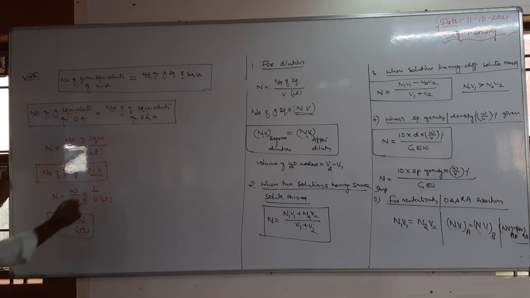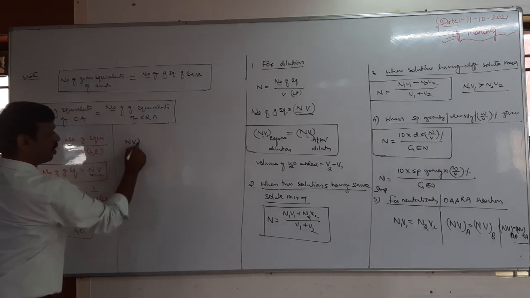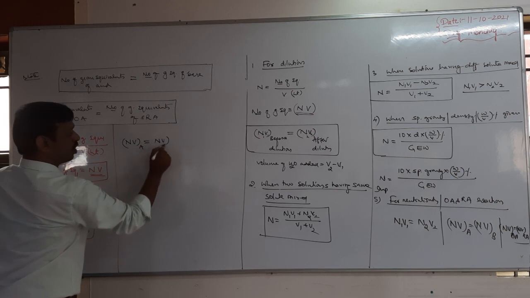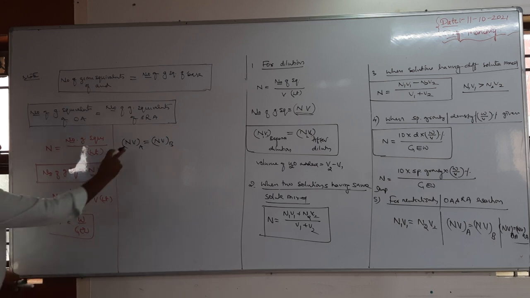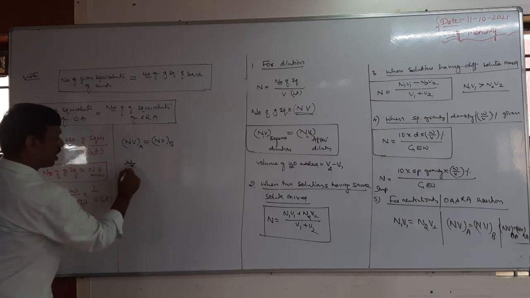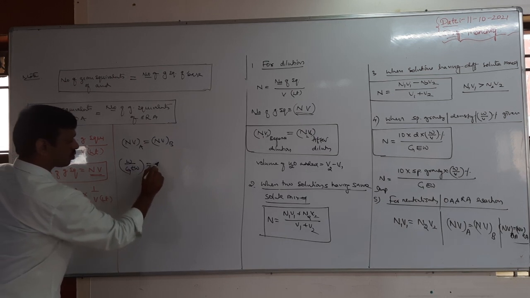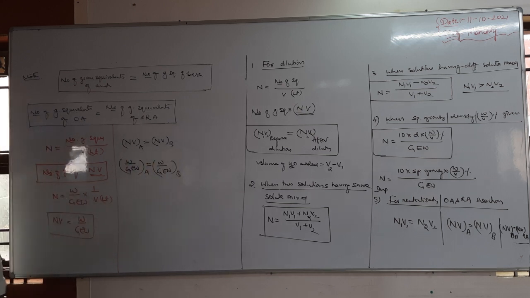So now, in place of the number of gram equivalents of acid, we can write N into V of acid is always equal to N into V of base. But N into V is also equal to weight by gram equivalent weight. Therefore, weight by gram equivalent weight of acid is also equal to weight by gram equivalent weight of base. Next I want it in terms of mole. In terms of mole, tell me.